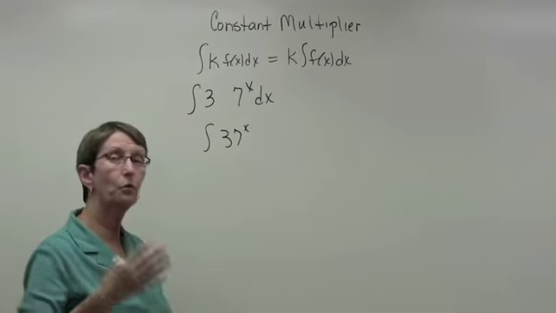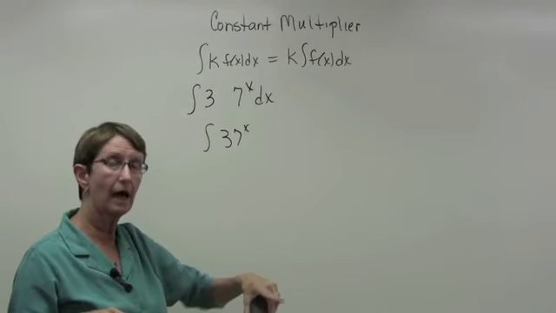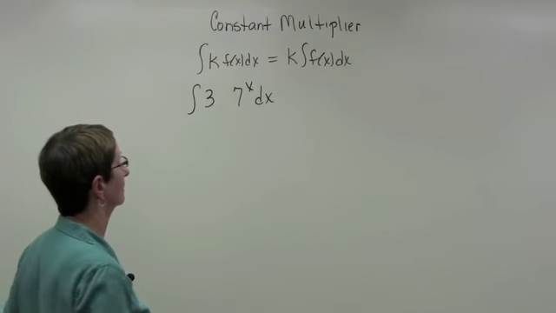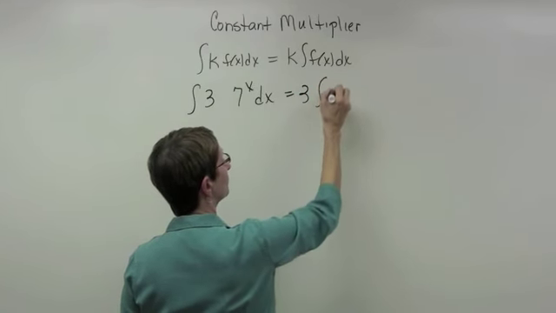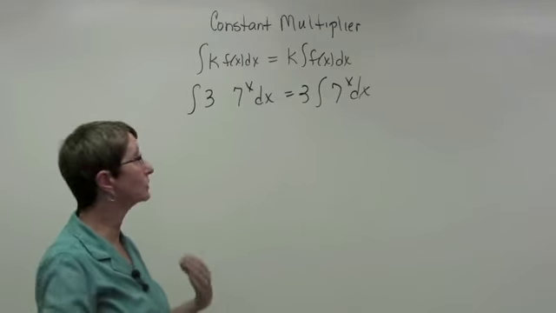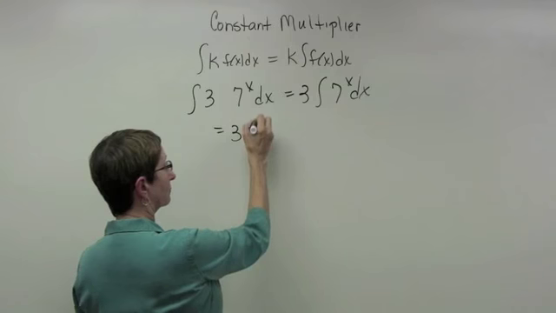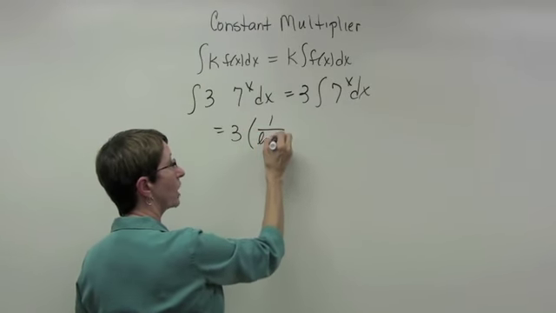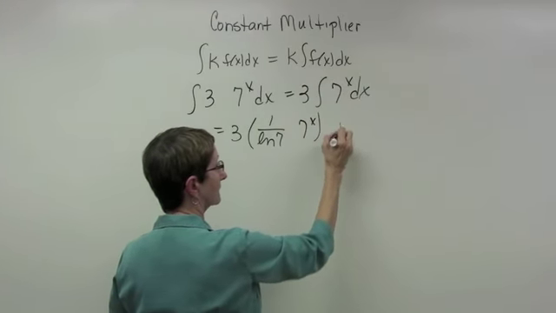So do be careful when you see things written. If anything looks odd, always ask a question. It makes a huge difference in the way a problem works out. The 3 here is a constant multiplier, so you move it in front. And then we use the rule for 7 to the x, which is the a to the x rule. I keep the multiplier of 3. The antiderivative of 7 to the x is 1 over ln of 7 times 7 to the x plus c.